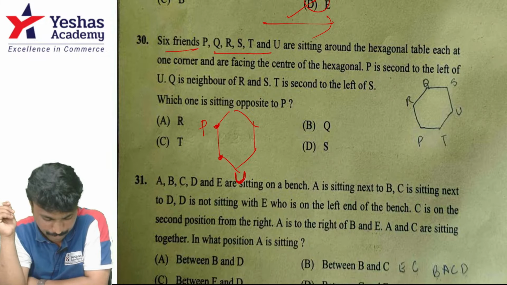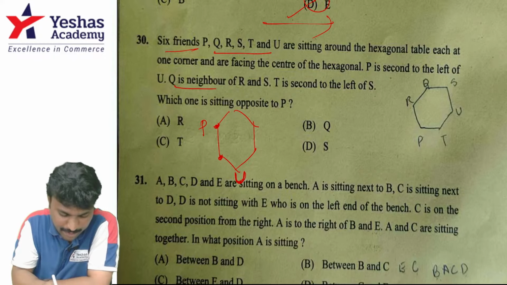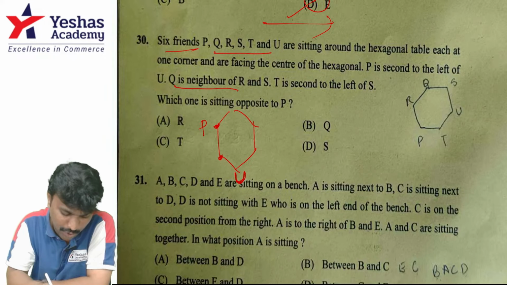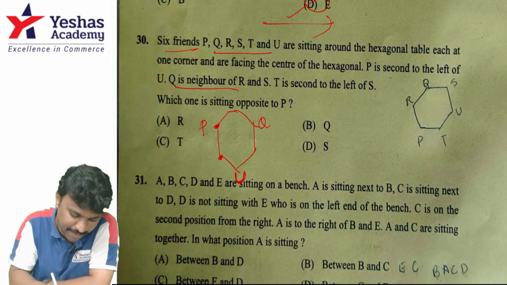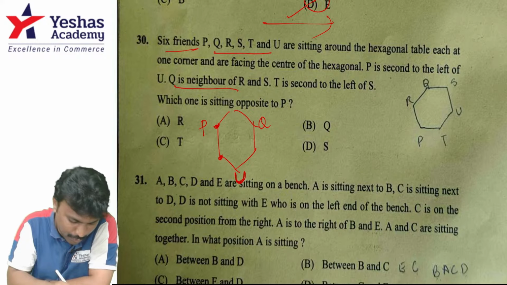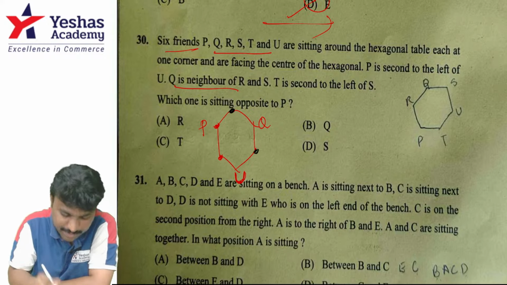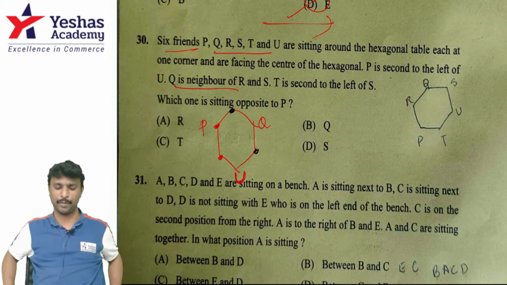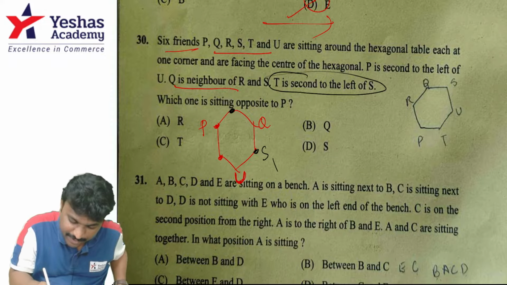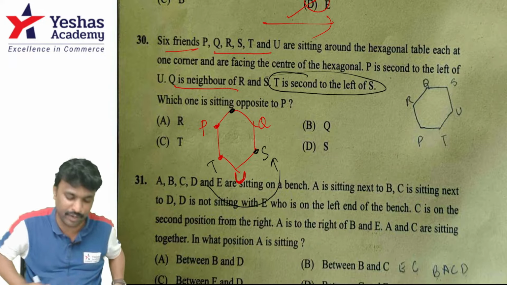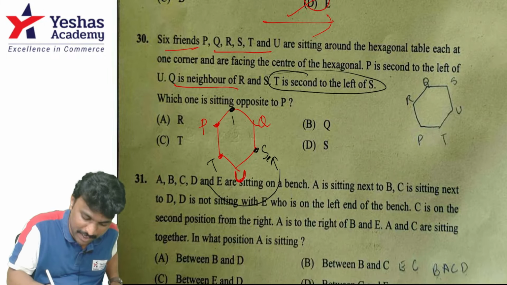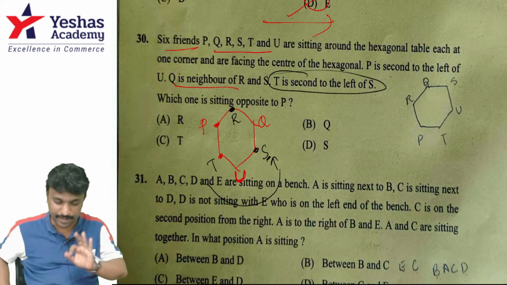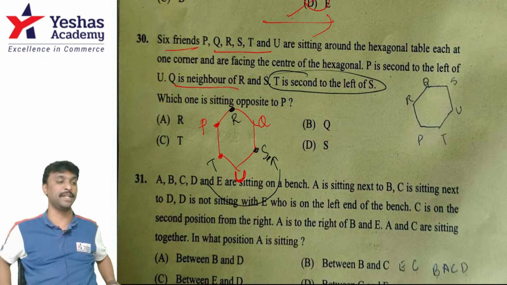Now find the statement connected to P, U. Q is the neighbor of R and S. Q is the neighbor of R and S means Q, R, S must occupy the three positions. That means R and S must sit in these two positions. Which two positions? This and this. So where should R be and where should S be? Regarding S, there is one statement. What is it? T is second to the left of S. If I position S here, then only I can position T second to the left of S over here. That means S's actual position is here and R's position is over here. Understood? This is the correct positioning of those six people.